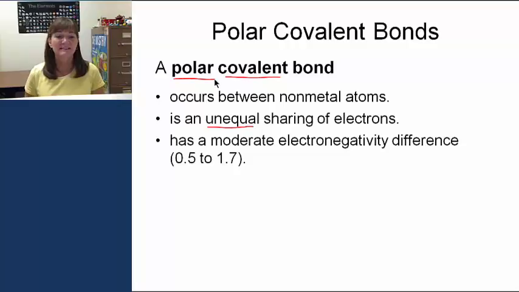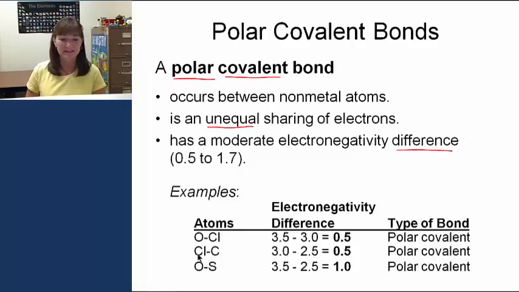Polar covalent bonds have a moderate electronegativity difference. Remember from math, when it's asking for a difference, it wants you to subtract. So when you take the two atoms you're looking at and you subtract them, if the difference is 0.5 up to 1.7, then we call it a polar covalent bond.